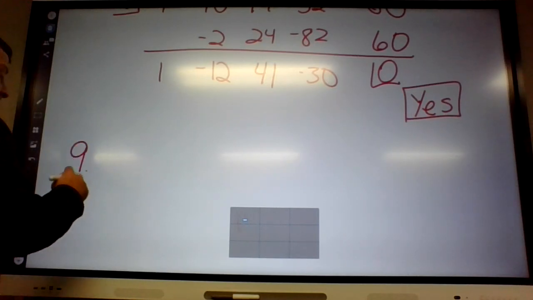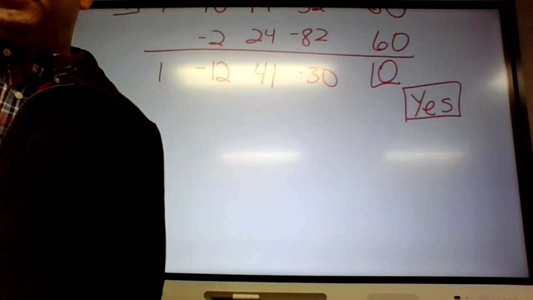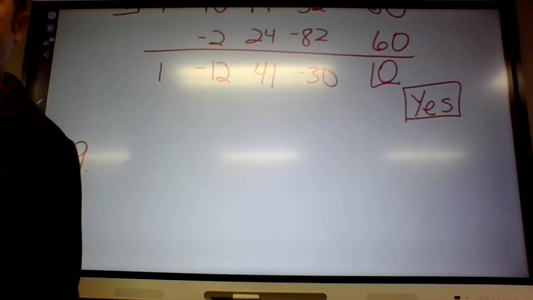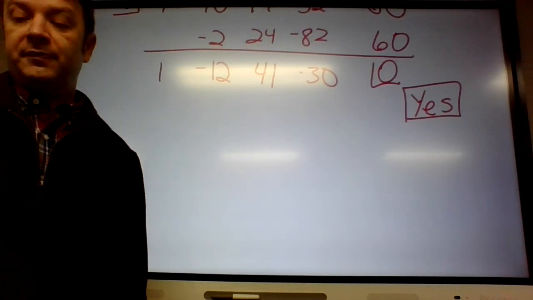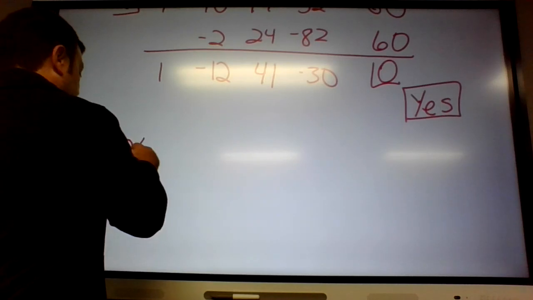Okay, number 9, new section. This section says use the rational root theorem. Okay, this will be new to us. To list possible rational roots for each polynomial function. Let me copy down number 9 real quickly and we'll talk about it.